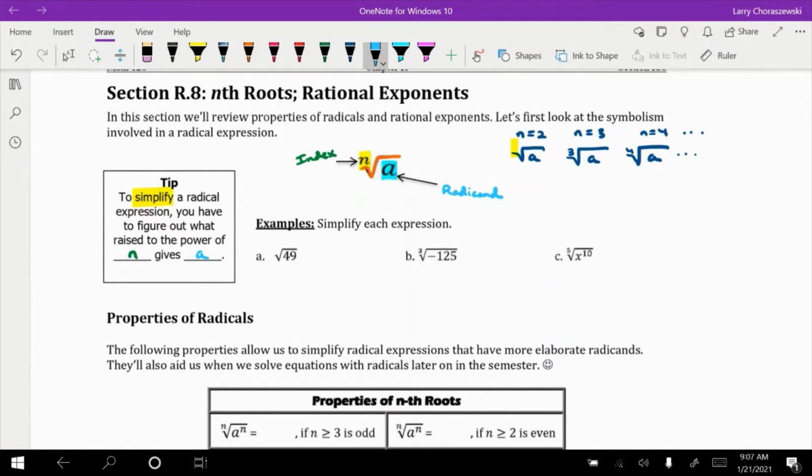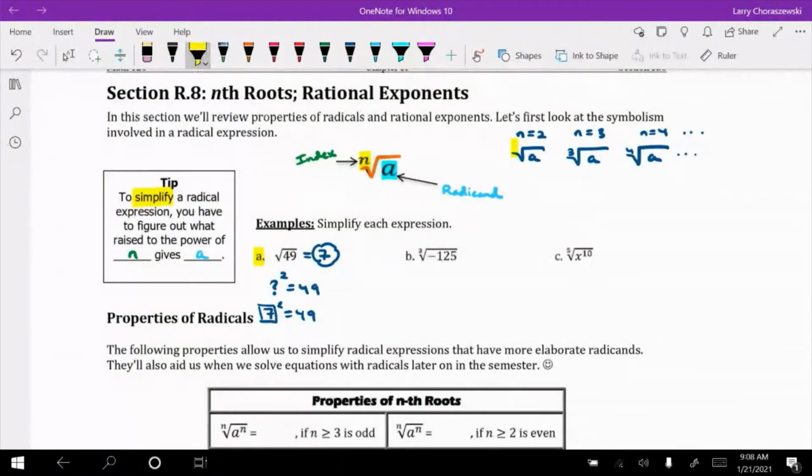So for instance, with something like the square root of 49, you're trying to figure out, okay, what can I raise to the power of 2, because that's the index here when it's not written? What raised to the power of 2 would give me 49? 7 would, yeah. 7 squared equals 49. So this means that 7 is the square root of 49. So it's what you can square that serves as your answer.